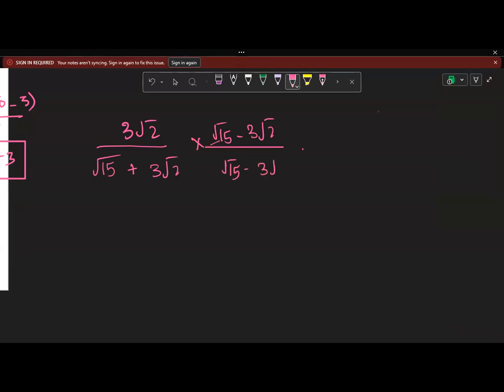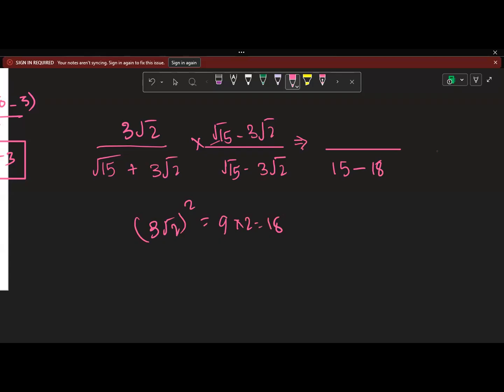I first did the denominator, which became 15 minus 18, which is equal to minus 3. How? Because when you square 3 root 2, children, 3 into 3 is 9 and root 2 into root 2 is 2, and 9 into 2 is 18. That's why we get 15 minus 18.